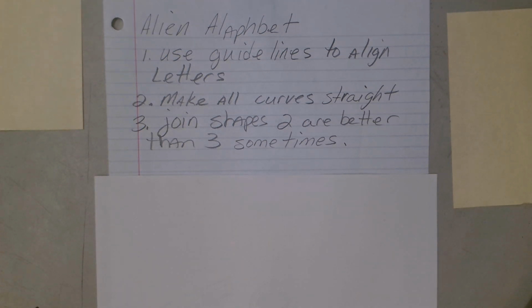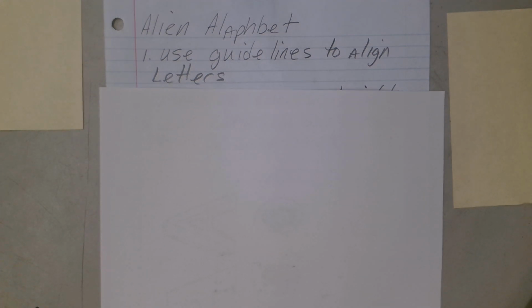Okay, today is step one of the Alien Alphabet project. And we're going to use a couple of guidelines or rules for the Alien Alphabet, because we're going to be talking about positive and negative space. Positive and negative space is part of our art vocabulary, just like balance and color and line and texture.